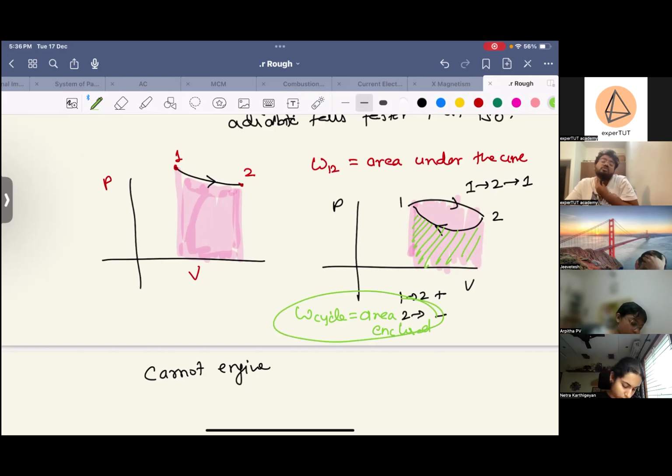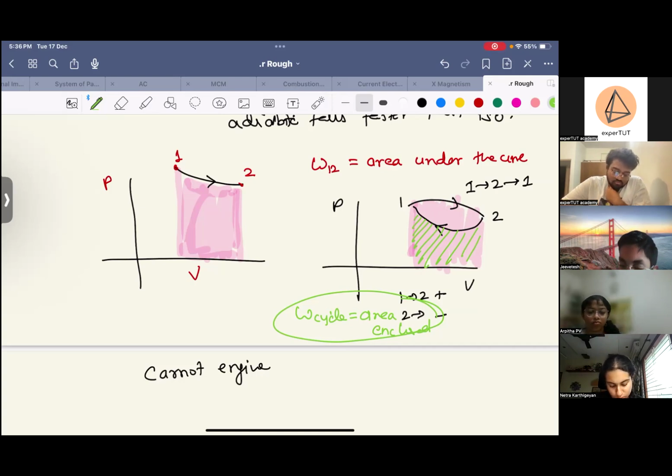Now here is one thinking question. Work done by a clockwise cycle is positive, whereas the work done by an anti-clockwise cycle is negative. Why? So tell me why, Jivitesh.